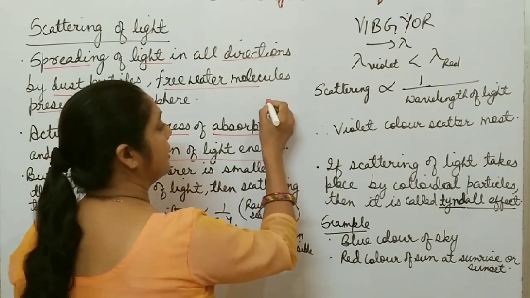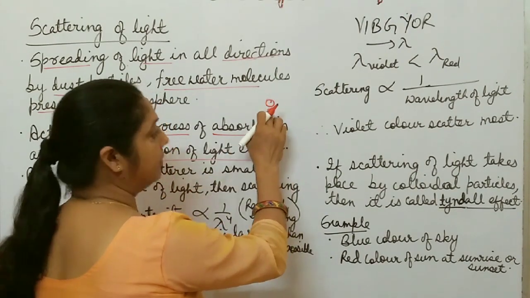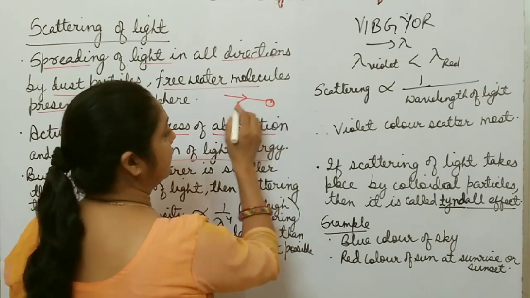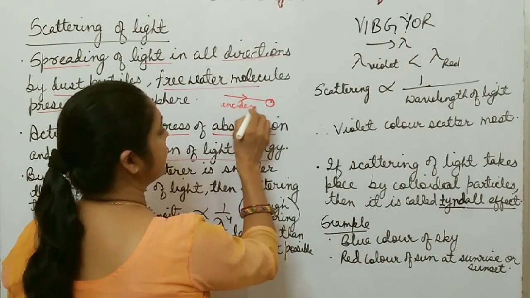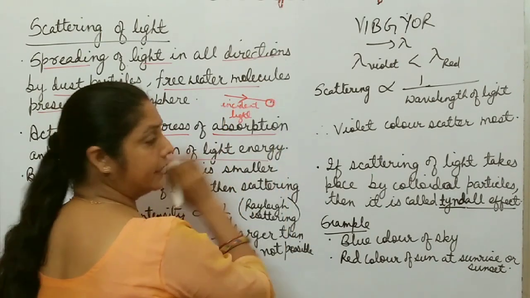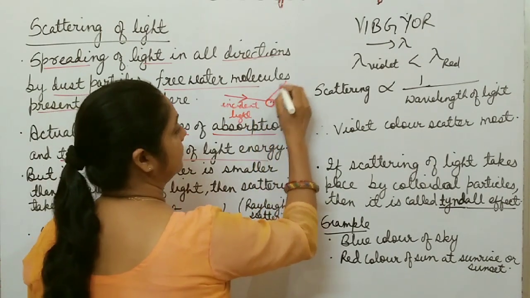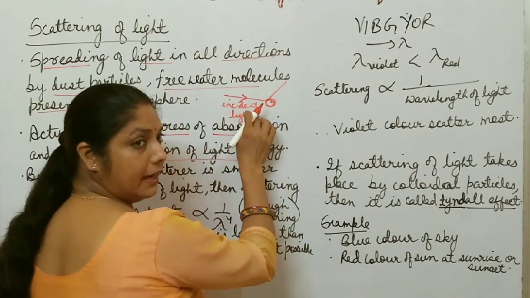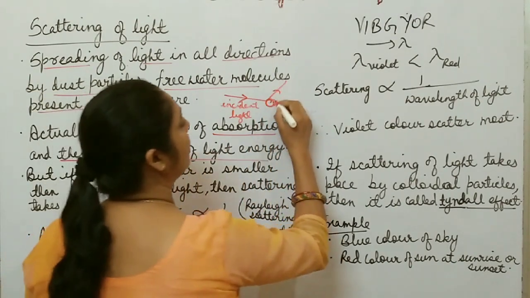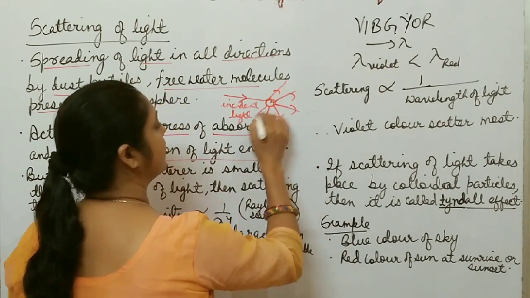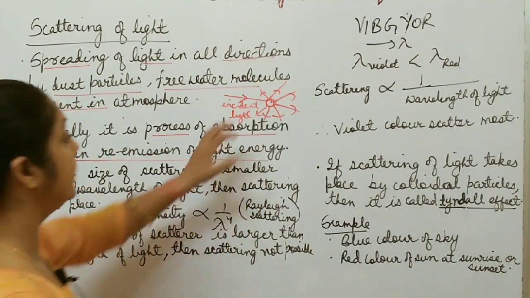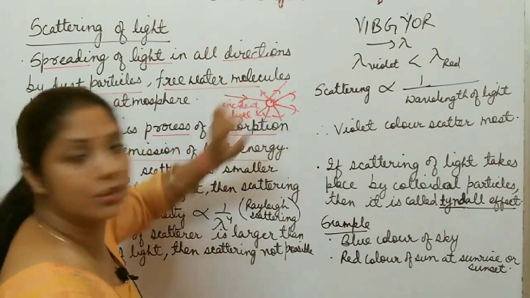So is it clear? It is a process of absorption and then re-emission of light. Suppose this is any particle, a scatterer, okay, and light collides with this scatterer. This is the incident light. Then after colliding with this particle, it absorbs this incident light energy, then again re-emits this light energy in all possible directions. It spreads light energy in all possible directions. This is scattering of light, and this scattering also depends on the size of the scatterer.